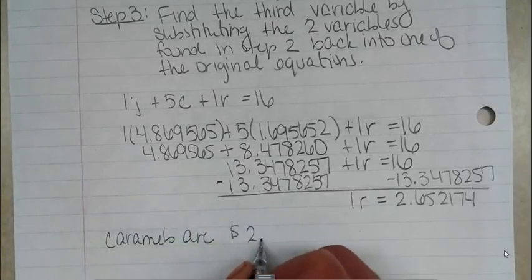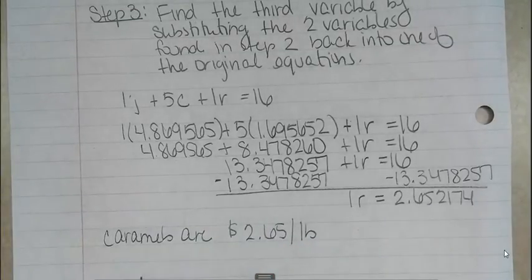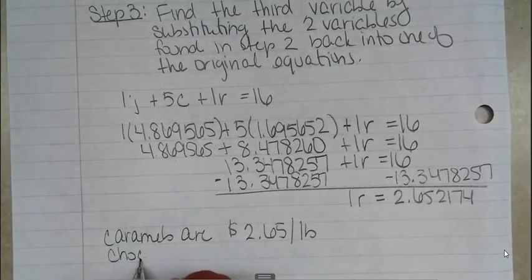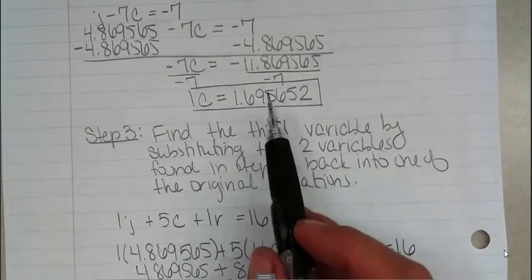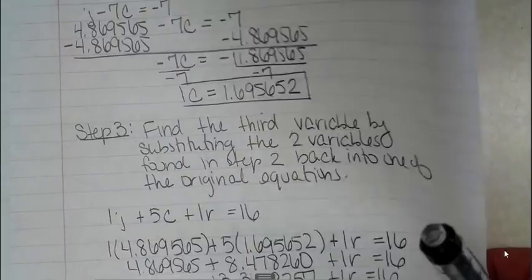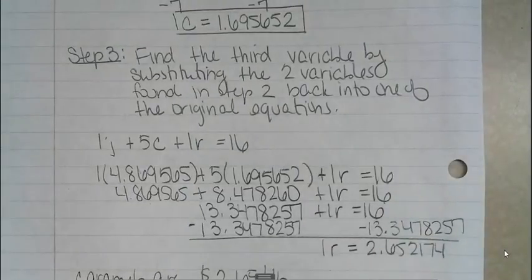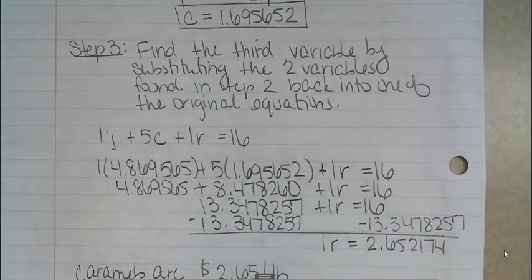Okay, so in conclusion, I know that caramels are $2.65 per pound. Is that how you spell caramels? Hopefully. I think so. Okay, and then chocolates are, and I will round up here. So I'm going to round it to $1.70, which means that when I go back and plug these in to check my answer, it's going to be maybe a cent or two off. Not that big of a deal. So $1.70 per pound.